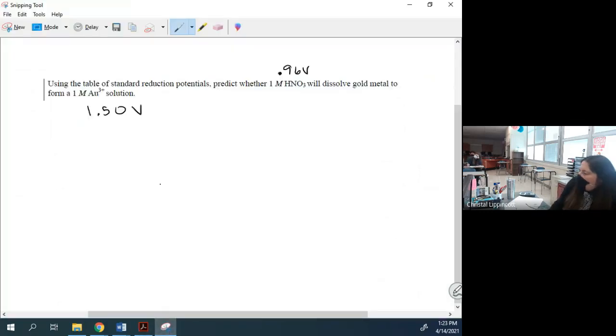So in order for our gold to dissolve that they're asking about here, that means gold needs to be oxidized to dissolve. This needs to be our anode, correct? Is this going to be our anode based on these values? Because it's more positive, this would be our cathode, and this would be our anode. So this guy is not going to dissolve. Make sense?